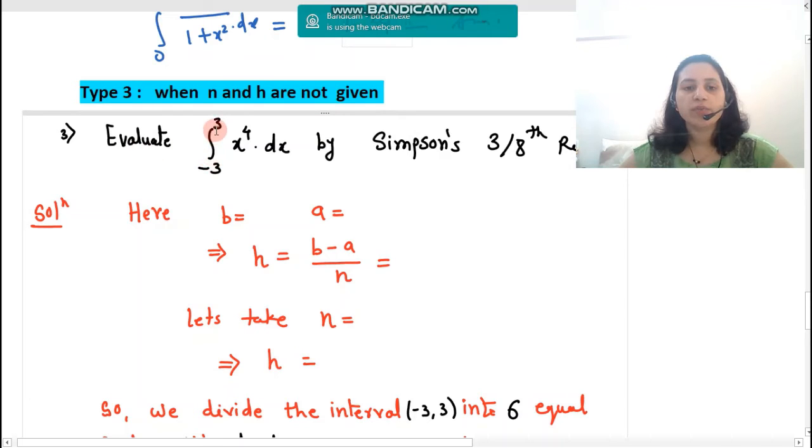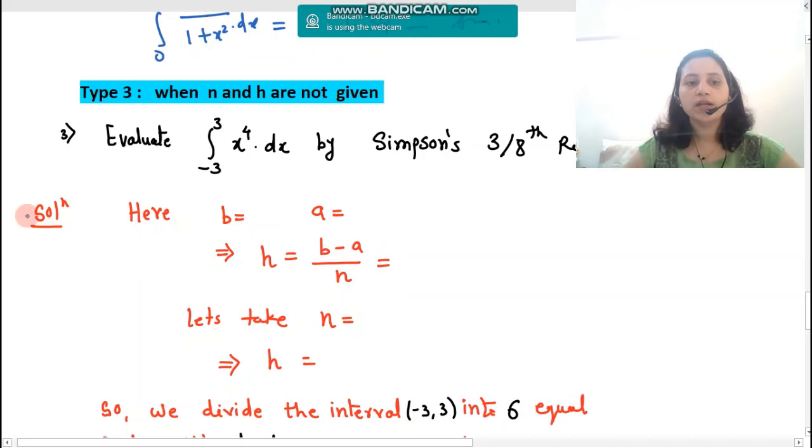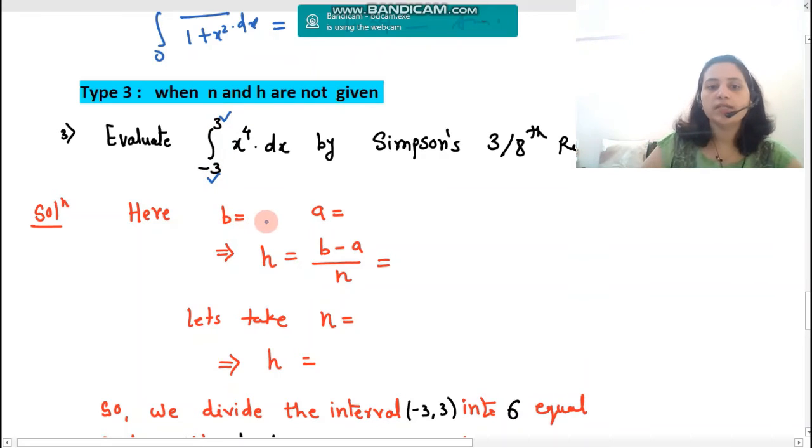Evaluate integration from minus 3 to 3 x raised to 4 dx by Simpson's 3 by 8 rule. Now here, as you can see, n and h are not given to us, right? Now let's start to solve the sum. Here we are given b and a, right? Means upper limit and lower limit. Okay. So what is b? B is the upper limit, that is 3. A is the lower limit, minus 3.